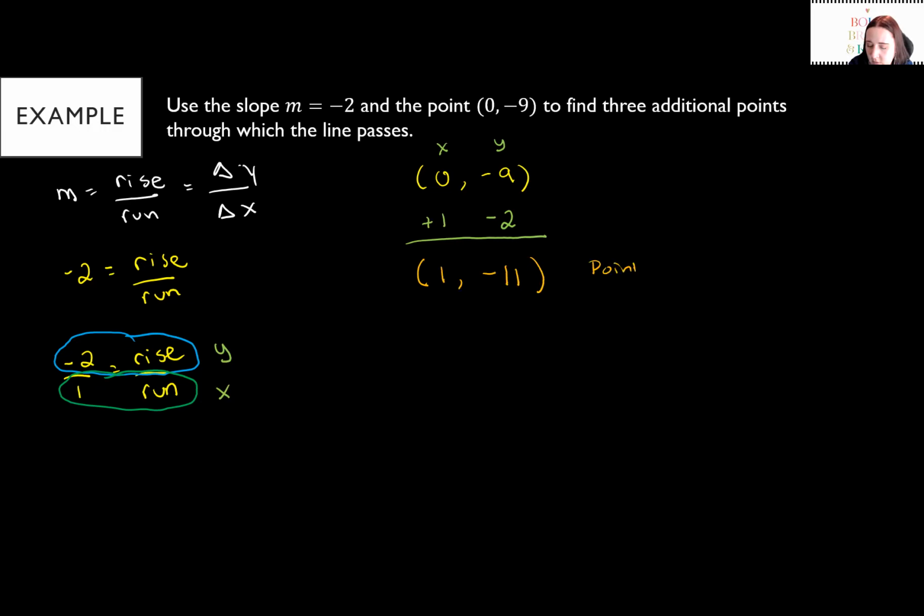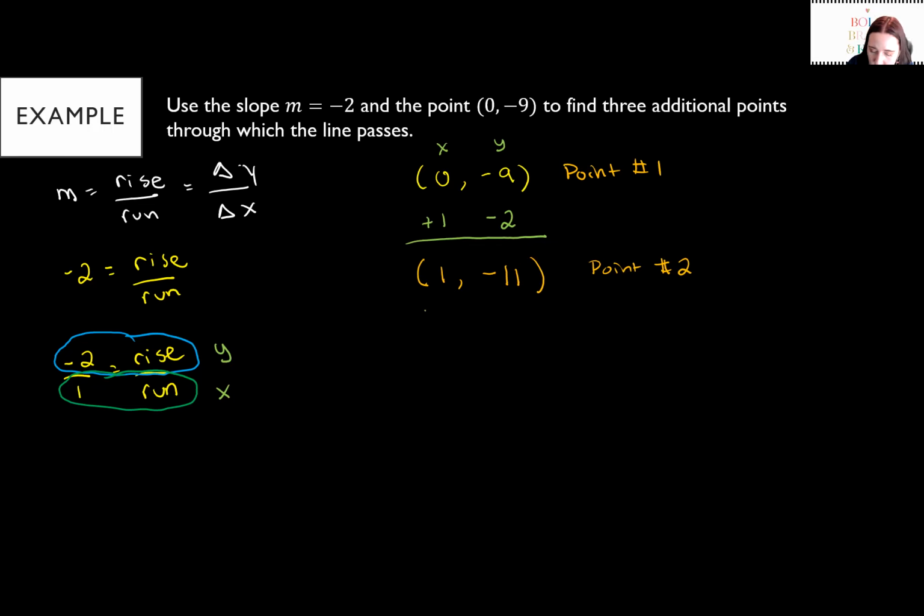So point, if we call this point number 1, we now have point number 2. We just got a second point using that slope. And then to get us another point, you can do it again. You just repeat the process.